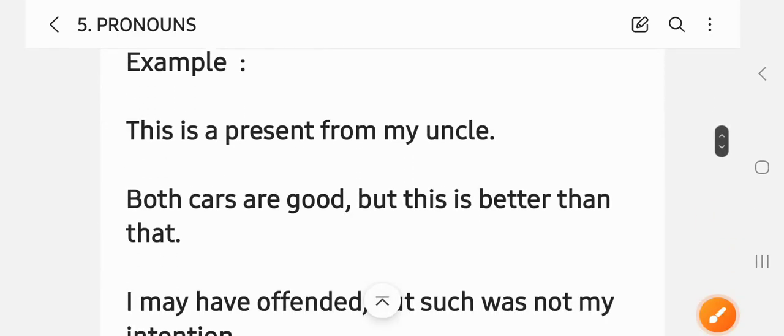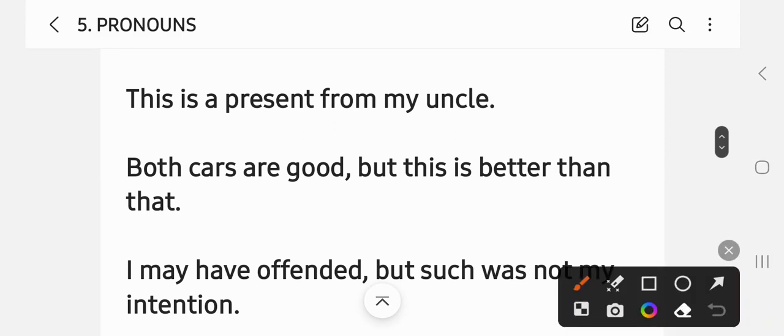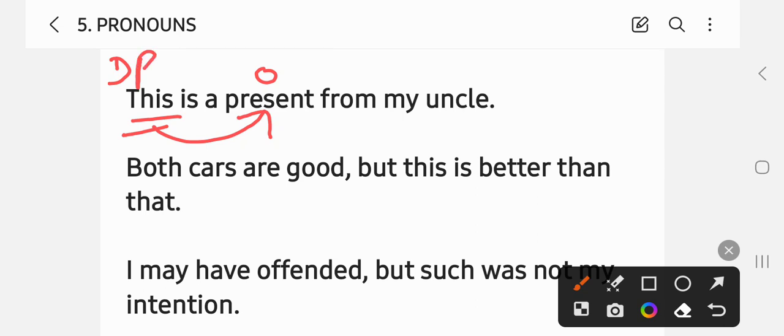Let's have a look at the examples. This is a present from my uncle. Here, this is a demonstrative pronoun which is used to show the object, which is the present. So, here present is the object and this is a demonstrative pronoun.